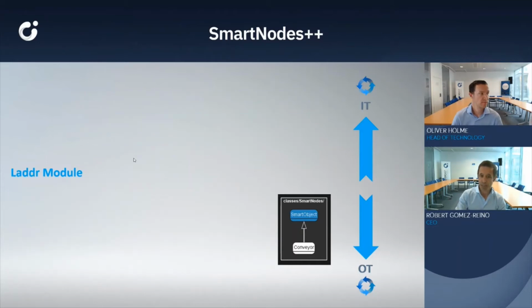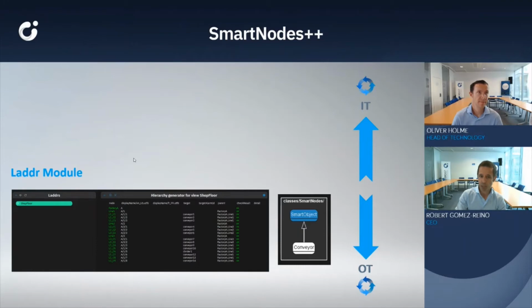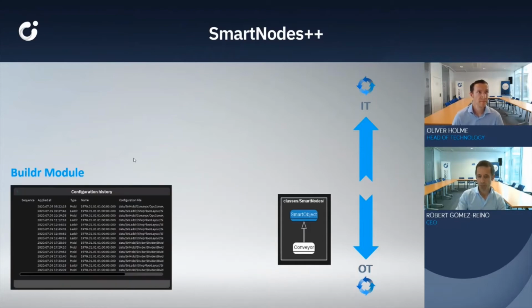After this, Oliver showed Ladder. Ladder is the SmartNodes++ module to create hierarchies, views of your system. It's a very effective and quick way to create what in WinCC OA is called CNS views. In practice, you create relationships between the different objects that you already created before with Matcher. Finally, Oliver showed, and will be showing now, the Builder module, which we were referring to a few seconds ago. The Builder module provides, in practice, an installation tool to install your different configurations, your different molds, and your different ladders and hierarchies and so on.